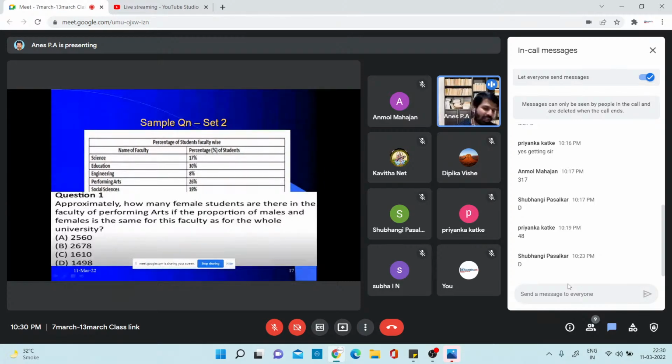Here we got the value as 1498 as the ultimate value. If we do the exact operation, we get some decimal value. But among the options, we got the nearest value of 1498. Okay, so we can go to the second question.